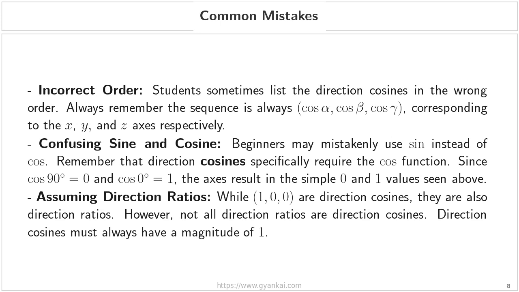Finally, do not assume that all direction ratios are direction cosines. While it is true that for our coordinate axes, the values 1, 0, 0 act as both direction cosines and direction ratios, this is not a universal rule. The key distinction is that direction cosines must always satisfy the property where the sum of their squares equals 1. As we noted in our summary slide, L squared plus M squared plus N squared must equal 1. Direction ratios can be any set of numbers that maintain the same proportion, but only direction cosines have that specific magnitude of 1.